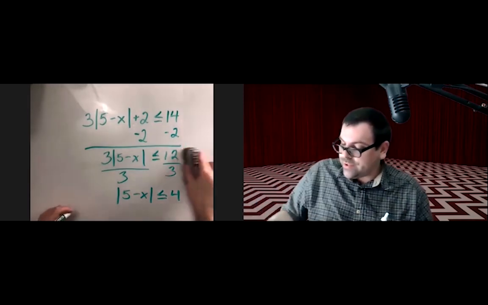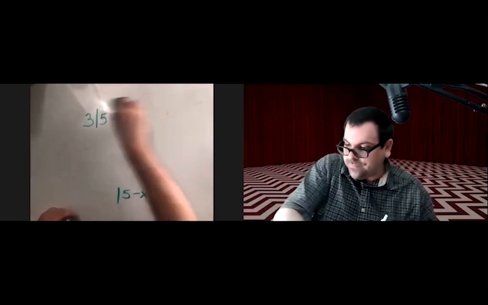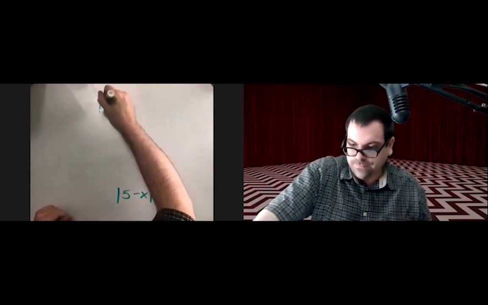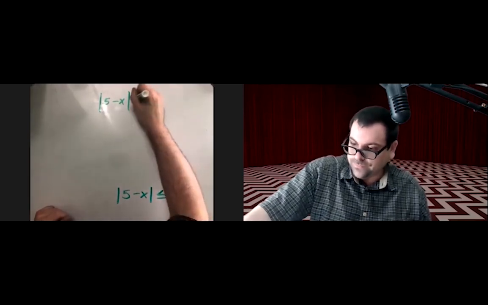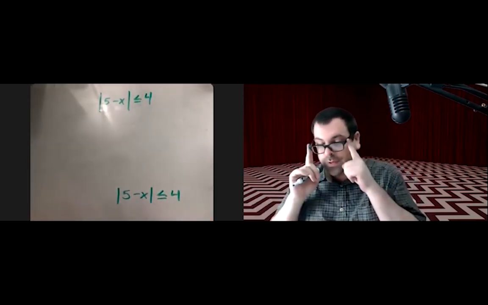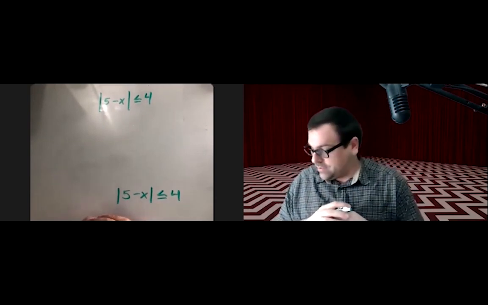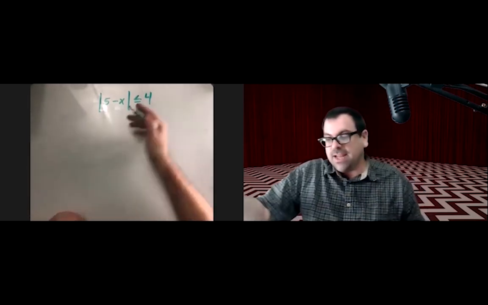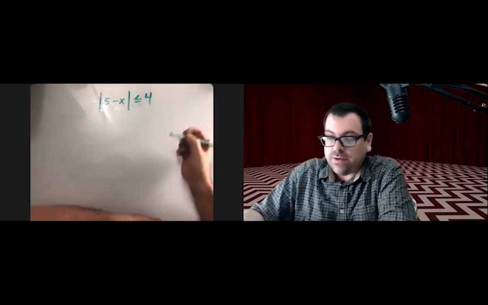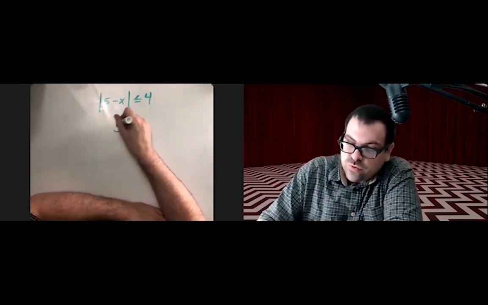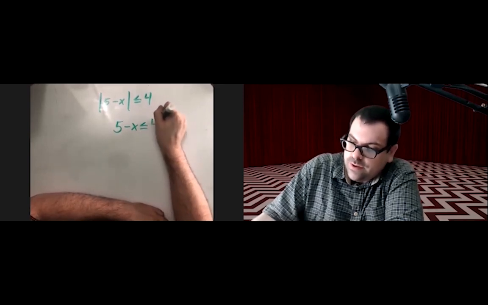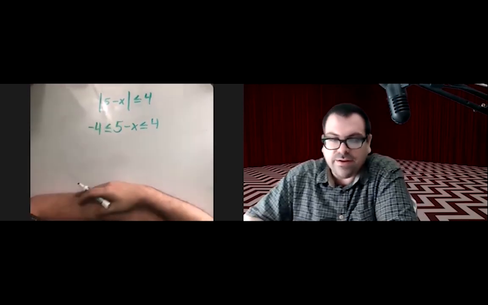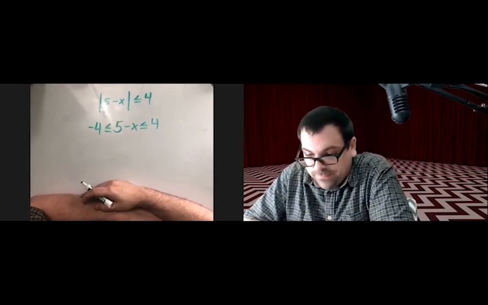Let's continue to solve this. Still about 15 minutes left. It's an absolute value less than, just like we just did. So we drop the absolute value. We put another less than or equal. Put the negative version of our positive number.